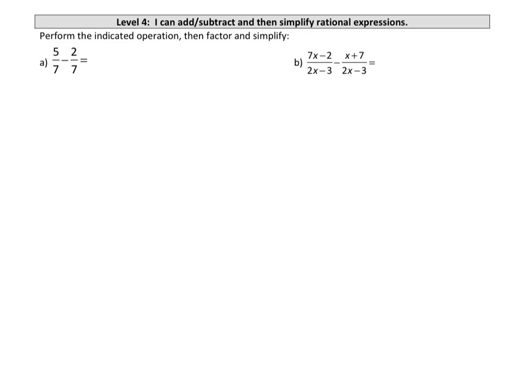So in this first example, since we have 7's in the bottom, I don't have to find common denominators. I already have them. So all I have to do is subtract the tops and keep the bottom the same. So 5 minus 2 is 3, and then the bottom will be 7, whatever that common denominator is. In the next example, I already have common denominators, so same thing. I subtract the tops and keep the bottom the same.